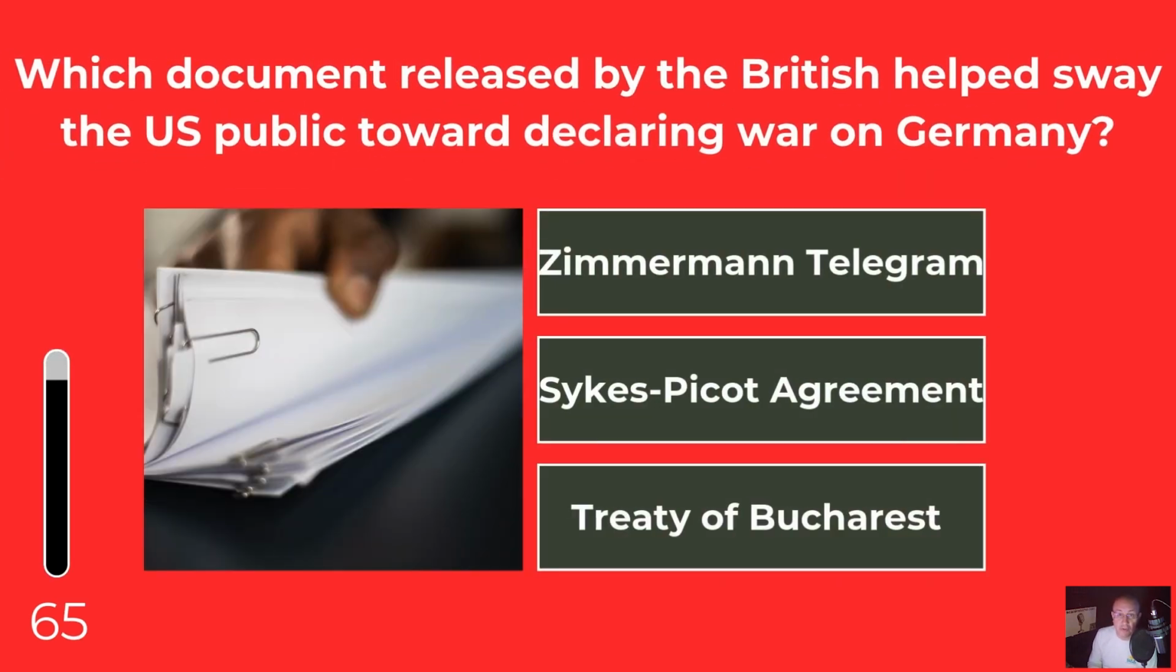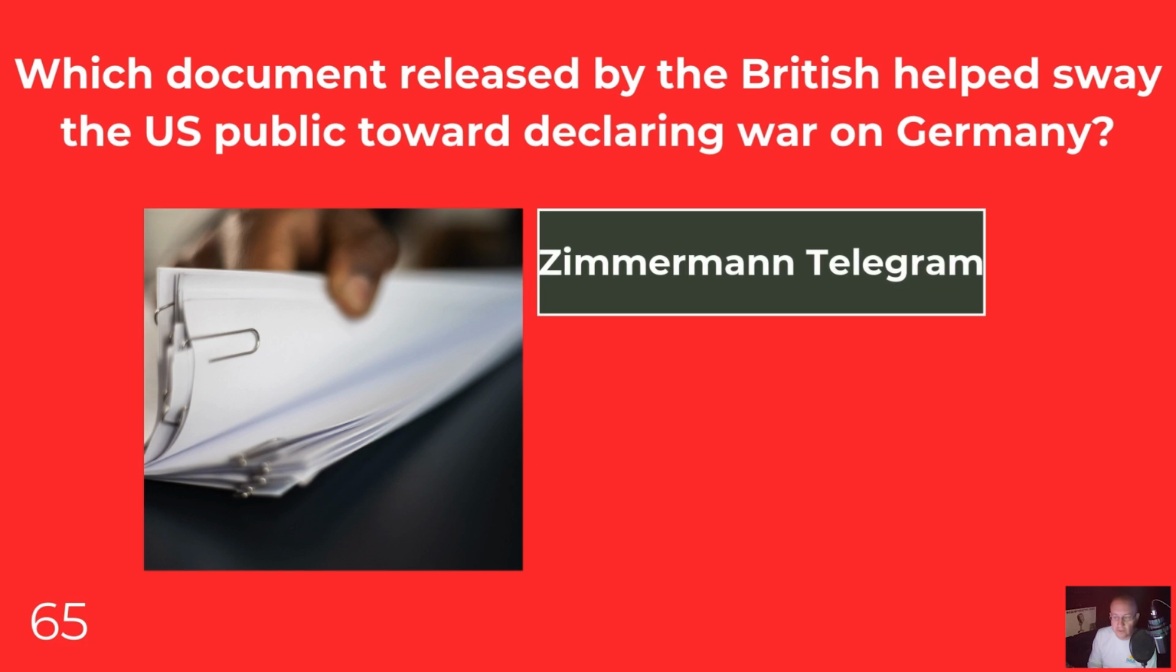Which document released by the British helped sway the U.S. public toward declaring war on Germany? Was it the Zimmermann Telegram, the Sykes-Picot Agreement, or the Treaty of Bucharest? It was the Zimmermann Telegram.